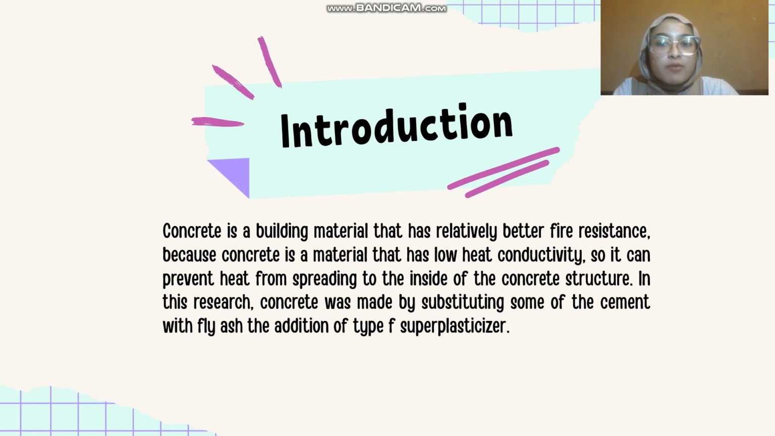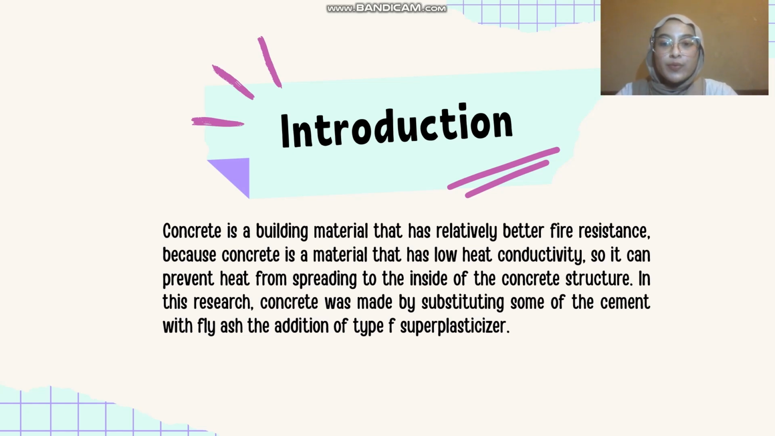However, if the cement water factor is too small, working on the concrete will be very difficult, so that compaction cannot be maximized and will result in the concrete becoming porous. This will result in a decrease in the compressive strength of the concrete. To overcome this, type F superplasticizer can be used, which can reduce water.